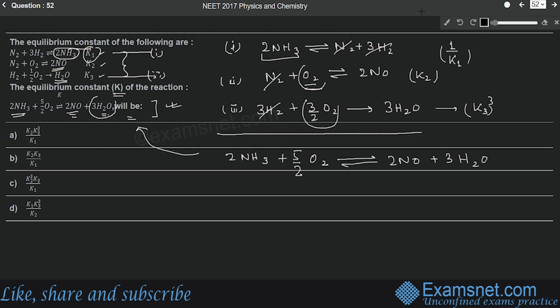Now we have to find the equilibrium constant of this reaction by using the above 3 equilibrium constants. So it will become what? K1 is on the denominator side. So it will be here. Then K2 is on the numerator side, this side. And then we have K3 to the power 3. Okay. K3 to the power 3. So this will be the equilibrium constant of this final reaction. So let's see which option has this. K2 into K3 cube upon K1. So option A is the correct answer.